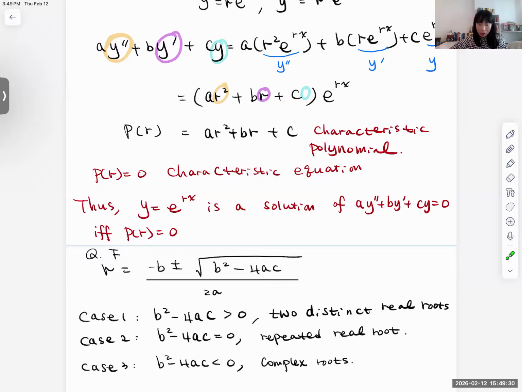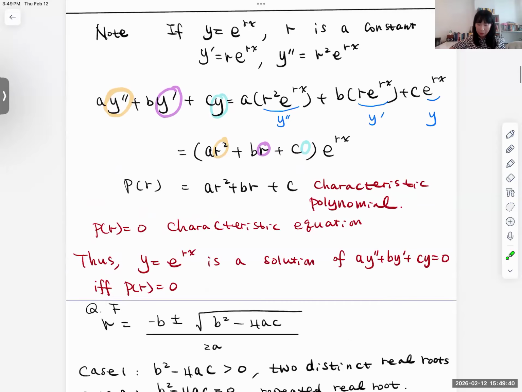Now, y equals e to the rx is a solution of the differential equation, the second order linear constant coefficient equation, if and only if P of r equals 0. Make sense?